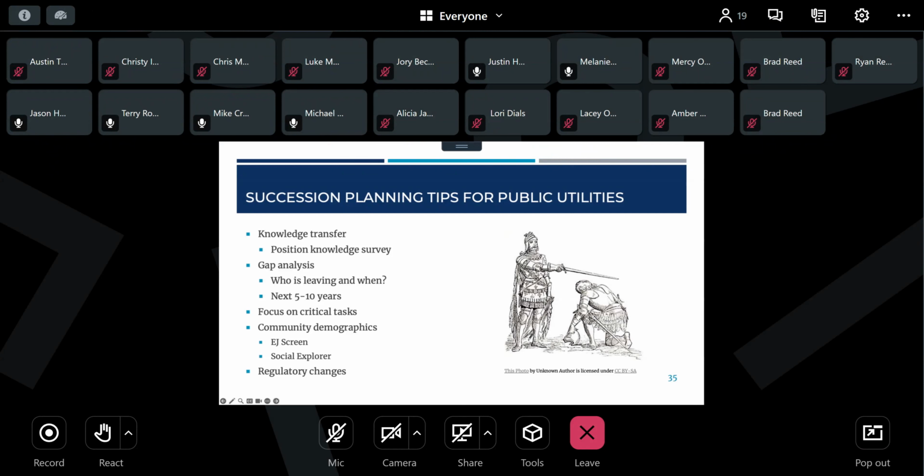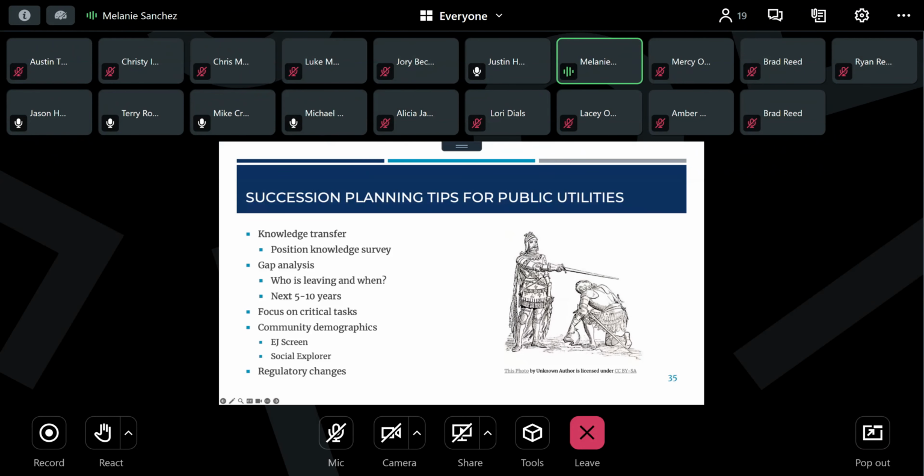Gap analysis, right, helps us identify potential knowledge and skill shortages, and it helps you plan for where your organization may fall short in terms of future leadership and critical job roles. We want to focus on critical tasks when doing any sort of succession planning. Prioritizing succession planning efforts where they'll have the most significant impact on service delivery and organizational stability is pretty self-explanatory, but we want to mainly focus on our critical people.